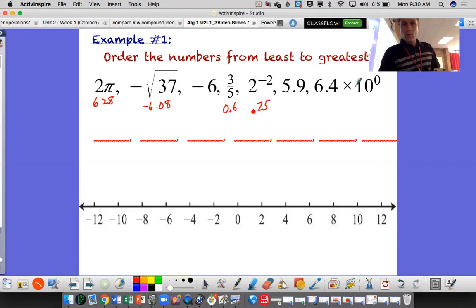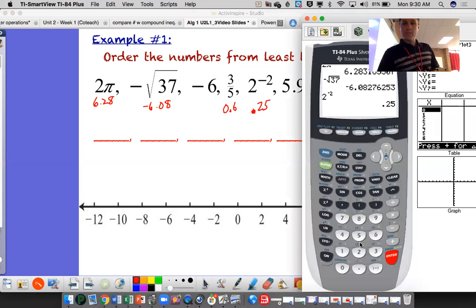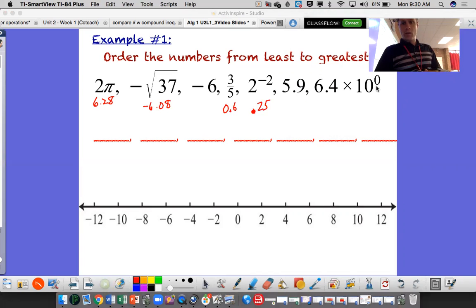And 6.4 times 10 to the 0. Probably the easiest way to do this is type the whole thing in. 6.4 times 10 to the 0. And you get 6.4. We'll learn about the 0 power this year. Anything to the 0 power is always 1. So it's really 6.4 times 1, so it's 6.4.